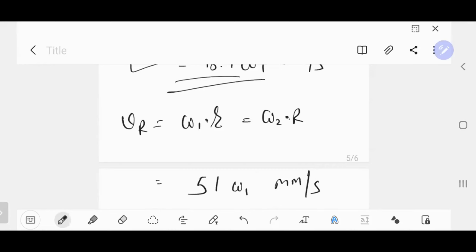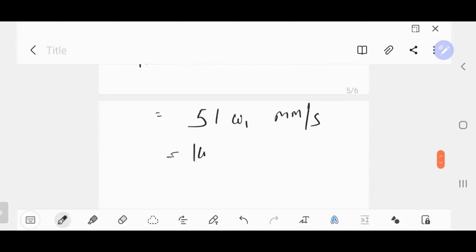Okay, small r is given. Small r, that is the 147. So if you are writing in terms of small r, it will be 147 into omega 2, mm per second. Sorry, capital R is 147. Small r, that is the 51. But we are using only one, because the rolling velocity will be the same for both.